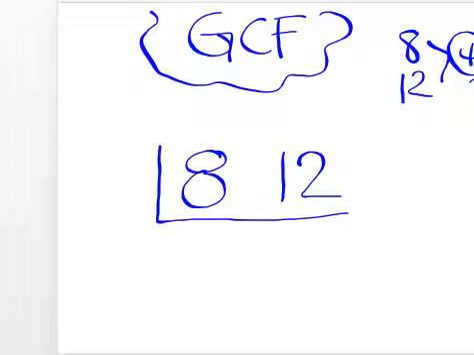Let's say that I want to make vases of flowers. And let's say I have 8 white flowers that I want to stick in vases, and I have 12 red flowers. And I want to make as many vases as I possibly can for a party, but they all have to have the same number of white and red flowers in them.